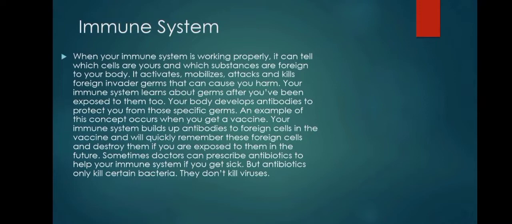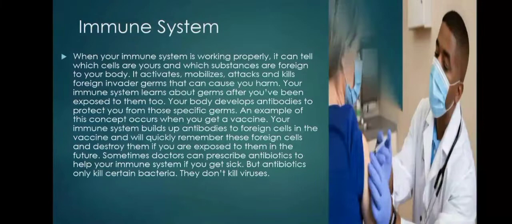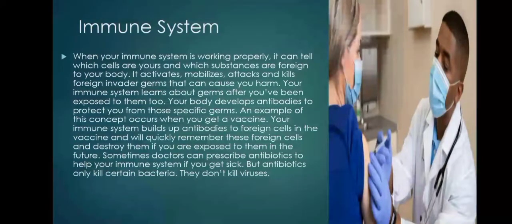Your immune system learns about germs after you've been exposed to them too. Your body develops antibodies to protect you from those specific germs. An example of this concept occurs when you get a vaccine. Your immune system builds up antibodies to foreign cells in the vaccine and will quickly remember these foreign cells and destroy them if you are exposed to them in the future.